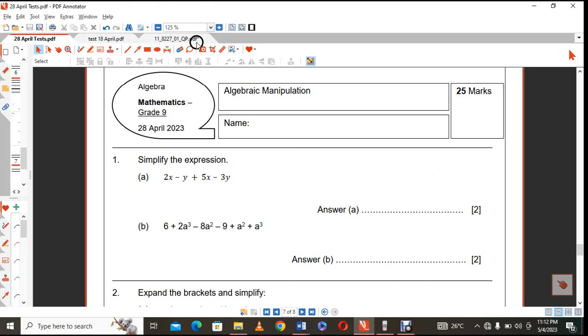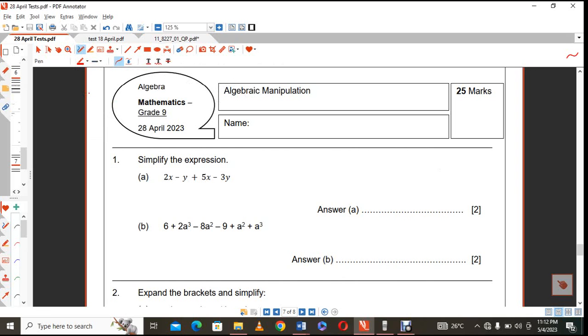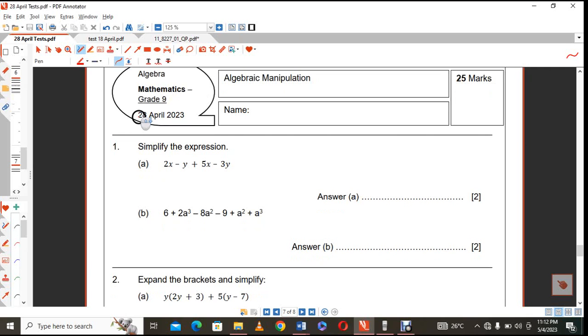I'm doing grade 9 algebraic manipulation. So this test is about like terms and removing of brackets and factorizing, and then obviously working with fractions, maybe writing something as a single fraction. Anyway, let's just get right to it.